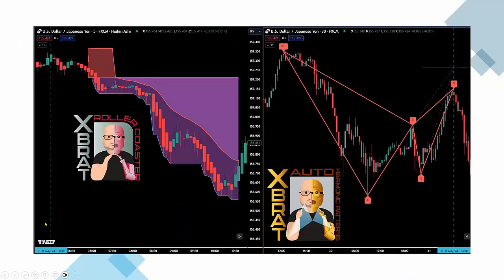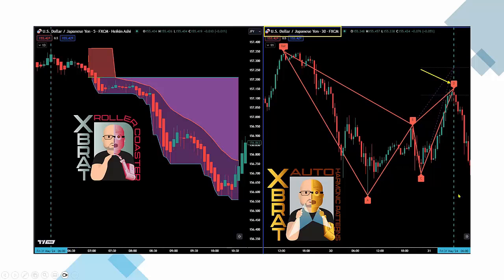Okay. So this is the US dollar Japanese yen. On the right hand side on the chart here, we have a 30-minute time frame. The bat pattern, colored in red by the software, has completed in the PRZ here, and it starts to move back down. So what I've done is I put a vertical line down here. You can see that Friday and Thursday, 31st of May 2024, 0600 hours.